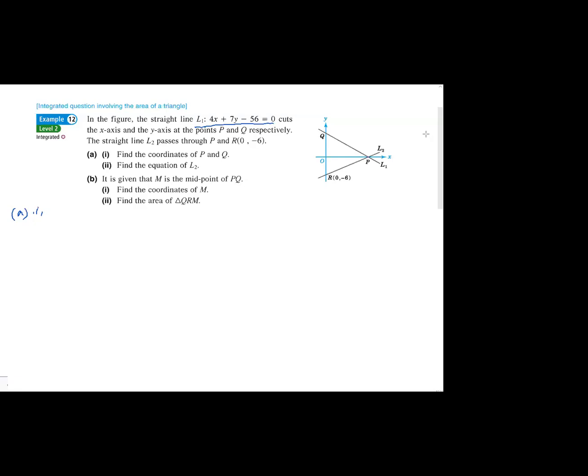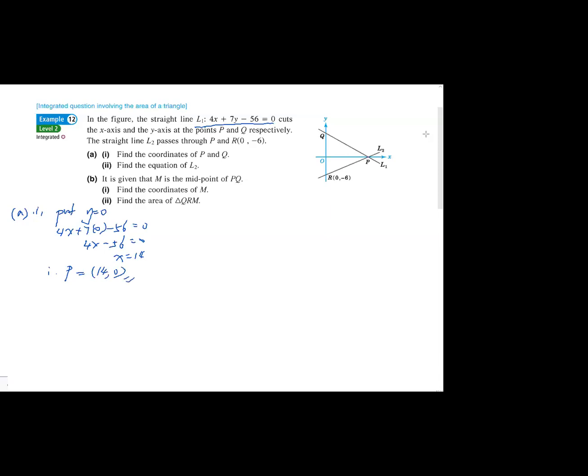Point P is the x-intercept. We can find the x-intercept by putting y equals 0 into L1. Okay, so 4x plus 7 times 0 minus 56 is equal to 0. Okay, so it's 4x minus 56 equals 0, and we'll find that x is equal to 14. Therefore, the coordinates of point P will be 14 and 0. Okay, so that is like this.